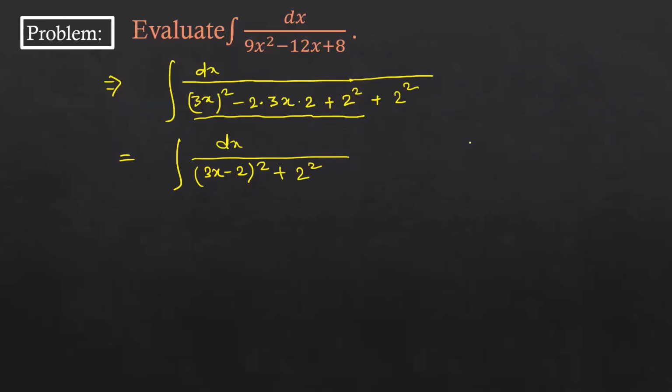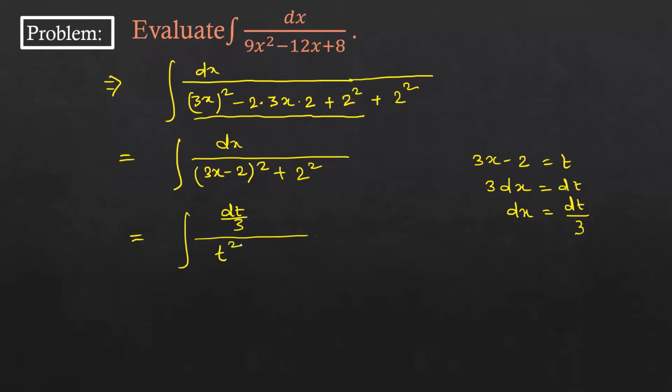So now, performing that, what do we have to do? We have to substitute something. We substitute 3x minus 2 is equal to t. That will give you 3dx is equal to dt, so dx will be dt by 3. Now take that term, integration over dx, which is dt by 3, and you have t square plus 2 square in the denominator.